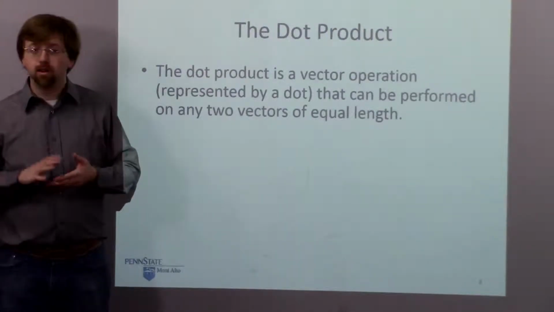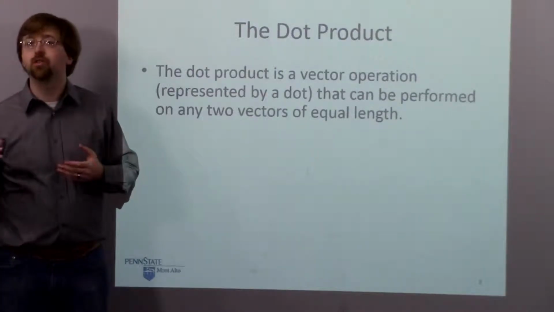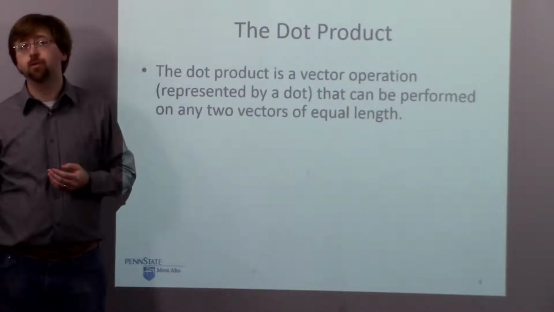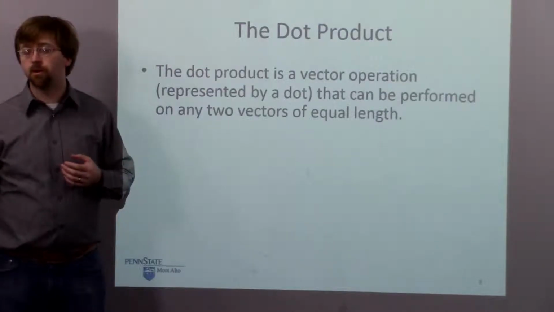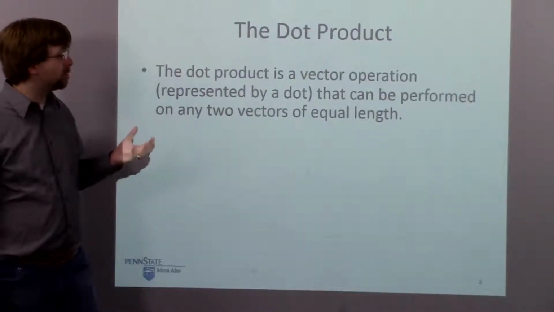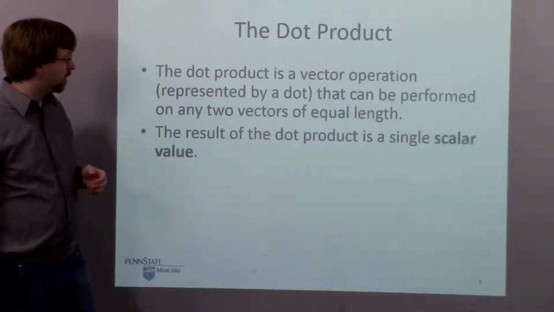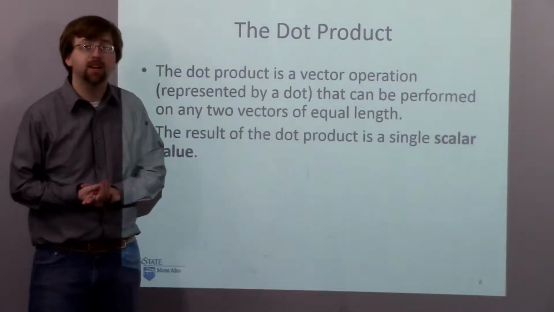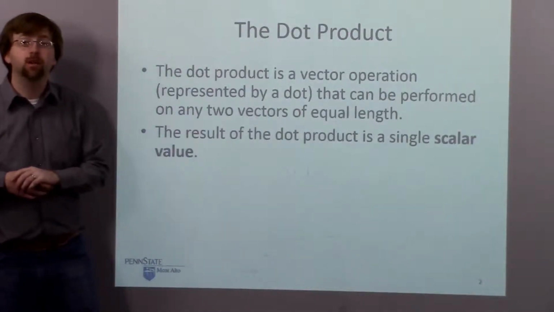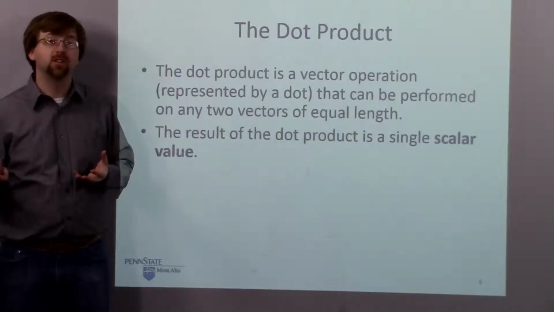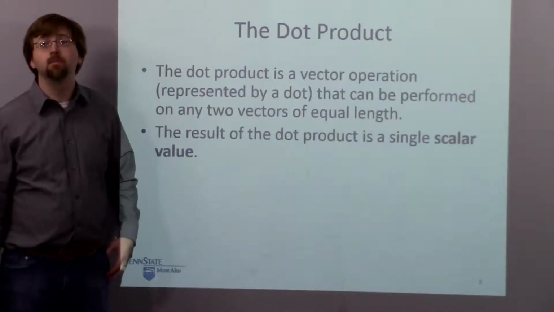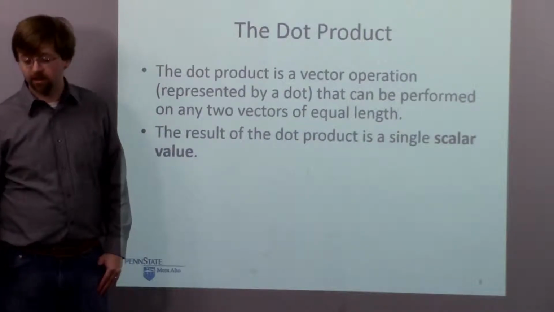So these can be x and y vectors with just two components, or x, y, and z vectors with three components, so long as those components match. As long as we have the same number of components in each vector. The result of the dot product is going to be a single scalar value. So it's going to have a magnitude but not really a direction. This is different from the cross product, which will give us a third vector.